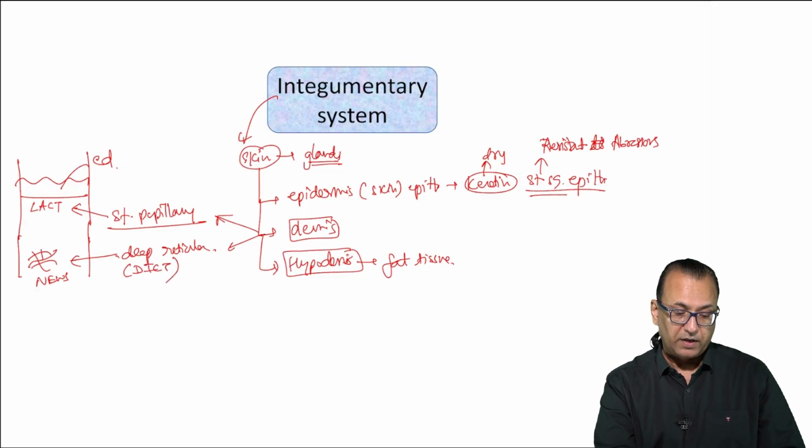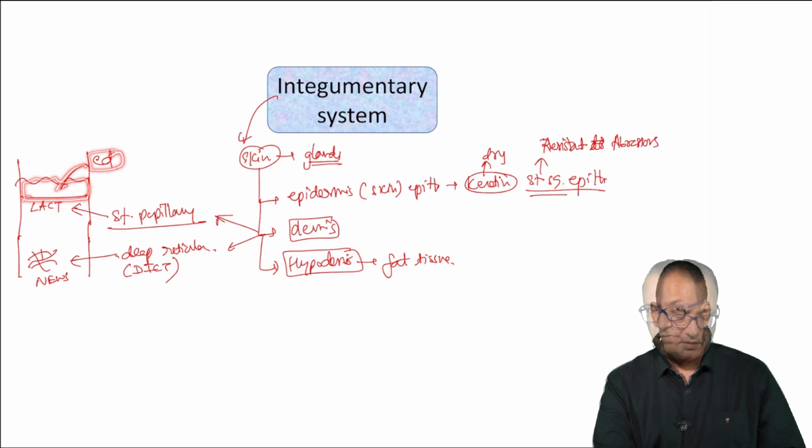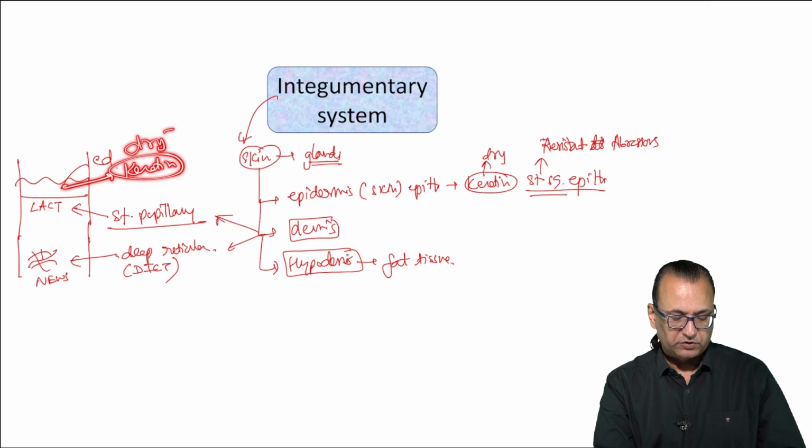I will repeat. When you are talking about integumentary system, you have to look at the skin and the glands. In the skin, we have to talk about skin epithelium, which is also called epidermis. It is having keratin to keep it dry. So, keratinized stratified squamous epithelium.